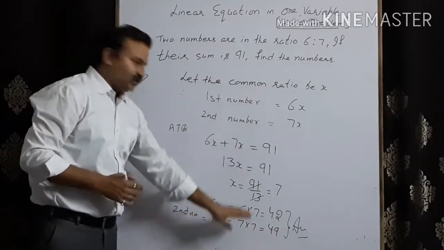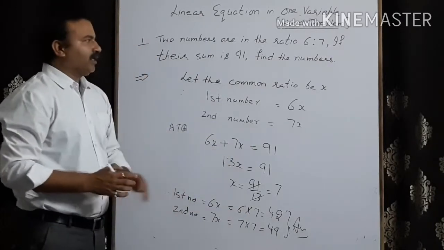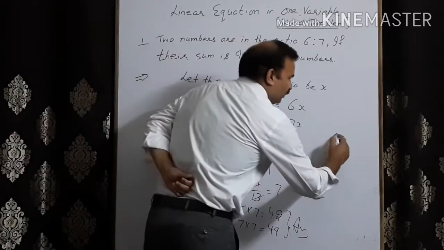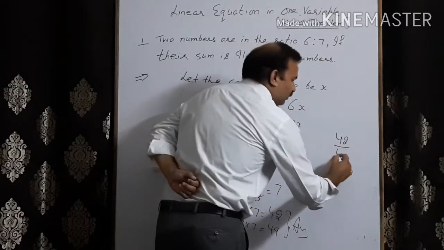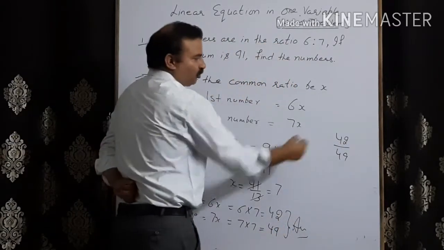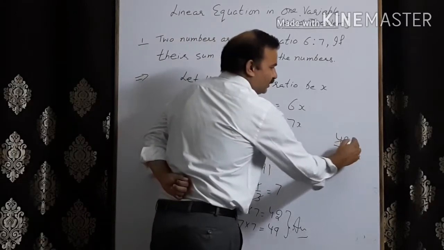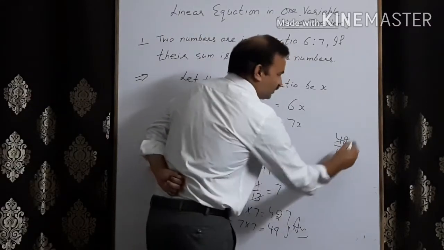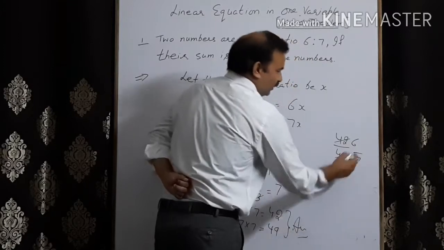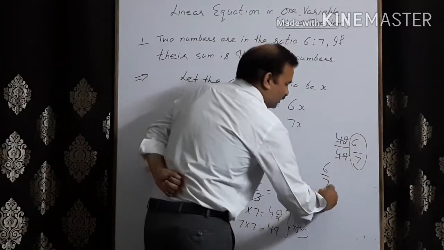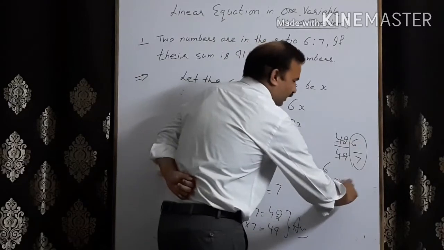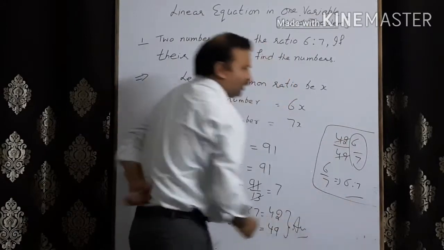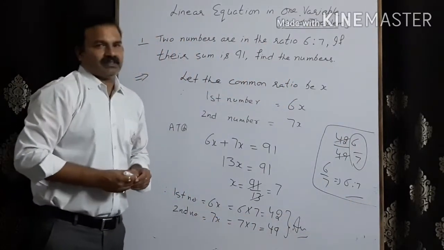Just for checking: although in these types of questions we have to find the number or value, if we have to check, let us put the numbers in the ratio. The first number is 42, the other number is 49. The common number is 7, so we cancel 7 with 7, and we get 6 by 7. In terms of ratio, we write 6:7. This step is for the verification of the answer.